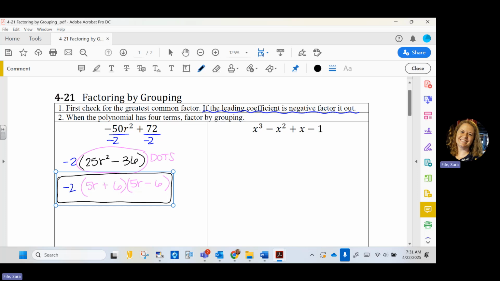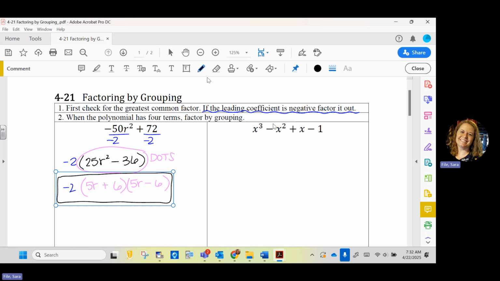Okay, if you need to reference what I did in pink, the difference of two squares, you need to look on one of the last two sets of notes that we did in this unit. Because that formula for difference of two squares is on both of those. It's on the reference sheet and the last two sets of notes.